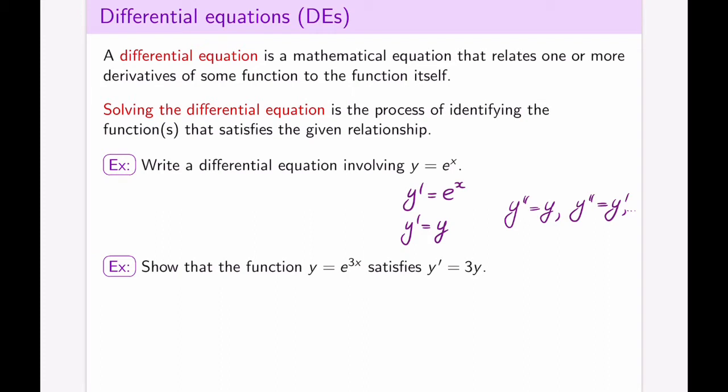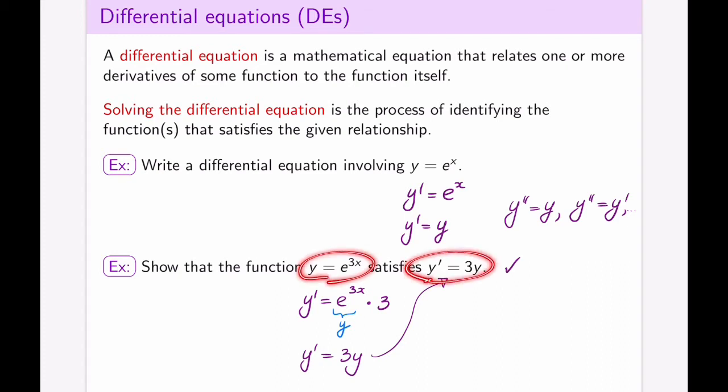So let's start either way by taking the derivative of this function. So it's e to the power 3x, which means that the derivative is itself times the derivative of the inside. And then, of course, I notice that this e to the 3x is my original function, so I can replace this with my original function y, which will then give me that y prime is equal to y times 3, or 3 times y, which is exactly the equation given here. So yes, this function, in fact, satisfies this equation. So, in other words, this function is a solution to this differential equation.